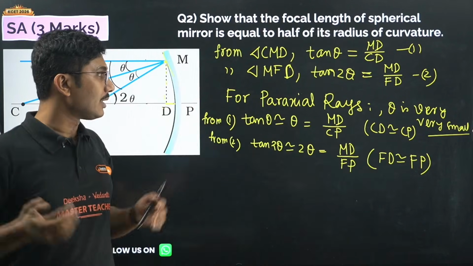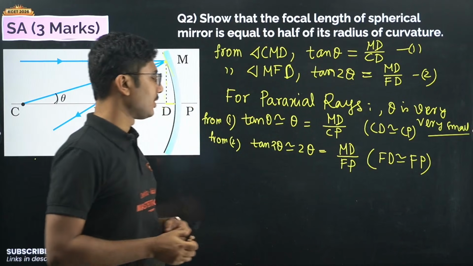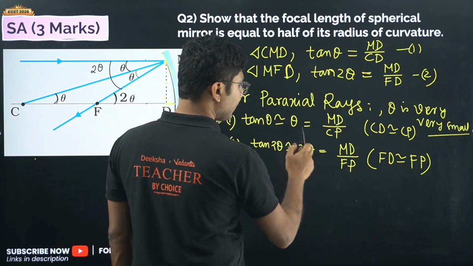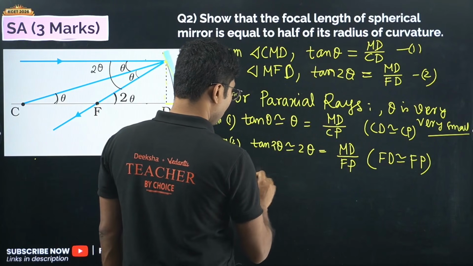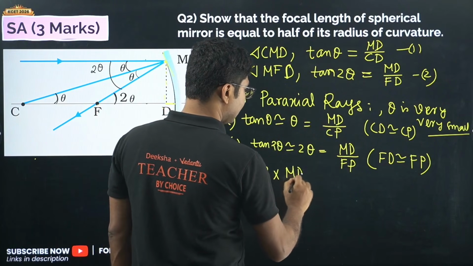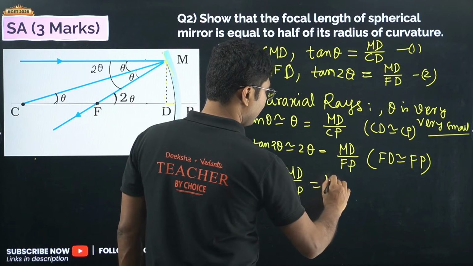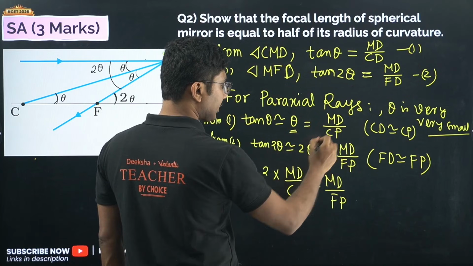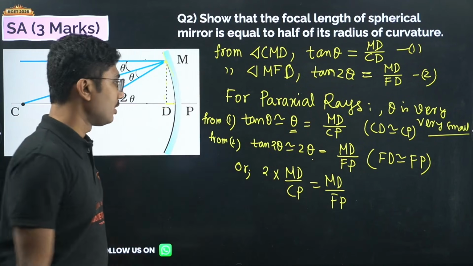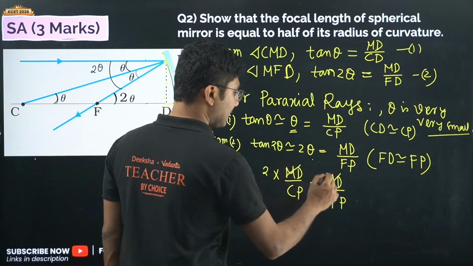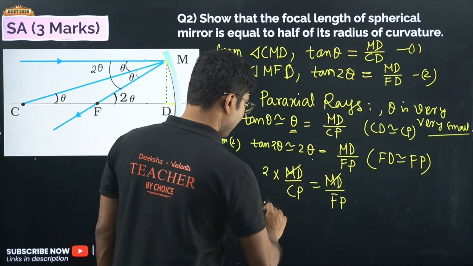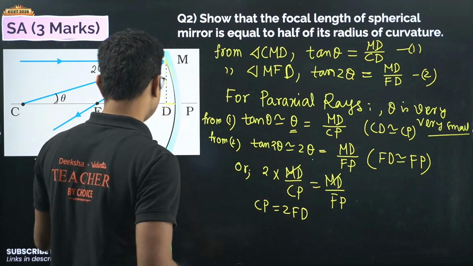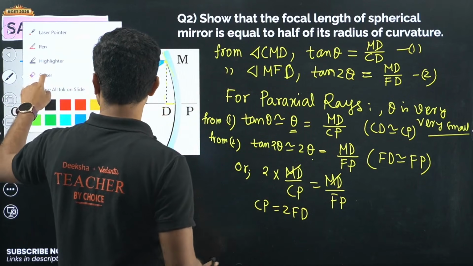Those who are still thinking how sir wrote these equations. So this is the basic structure. Now everything is done. Now we will put the theta value in this equation, or 2 into MD by CP equals MD by FP. So we have taken this theta value from this equation and put it back in this equation. Now MD gets cancelled, and with cross multiplication we get CP equals 2FP. Sorry, what is FP, by the way?